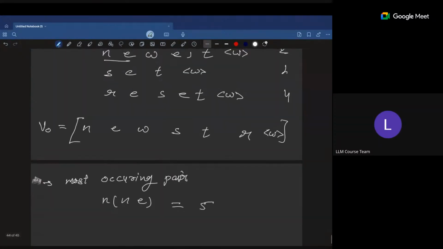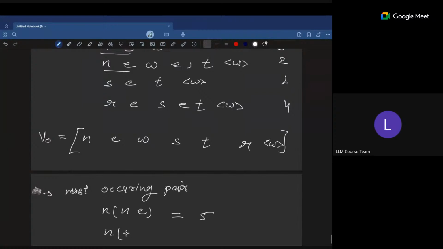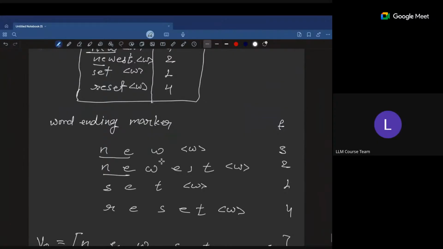Similarly, let's say I am to count for EW, E and W. So how many times will EW occur? So 3 times here, 3 times here. Now this will not be counted, right? Because I'm looking for the pair EW. So whenever I say pair, it means E followed by W, not W followed by E. Otherwise, it will lose the meaning of pairing, right?